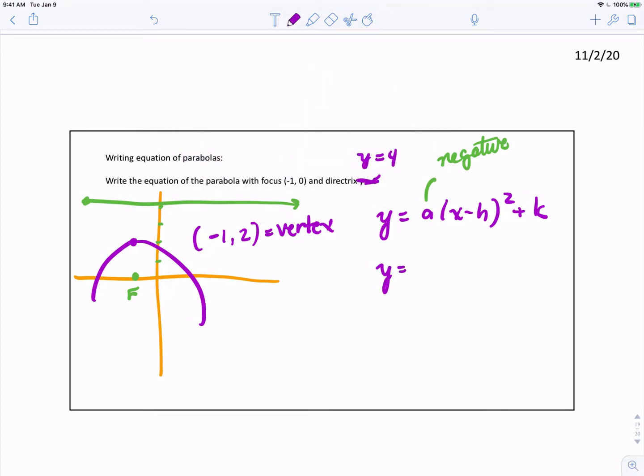We could already start filling in the general equation because we already have h and k. So y is equal to, we're going to need to fill in a number for a, times (x minus -1), or in other words, (x plus 1) squared, plus k, which is 2. And so really all we have to do now is fill in a.